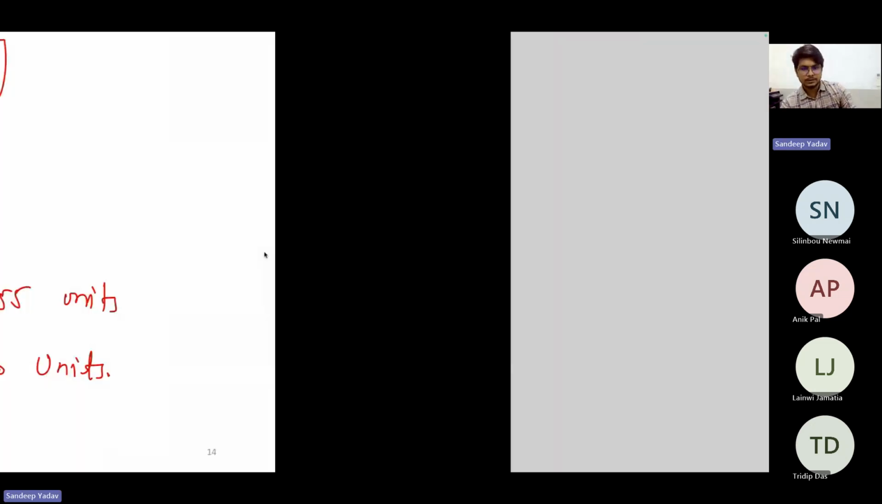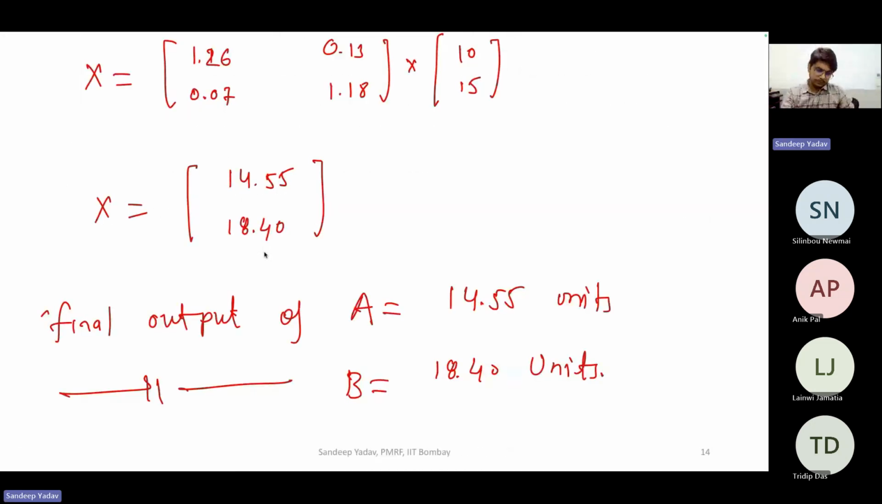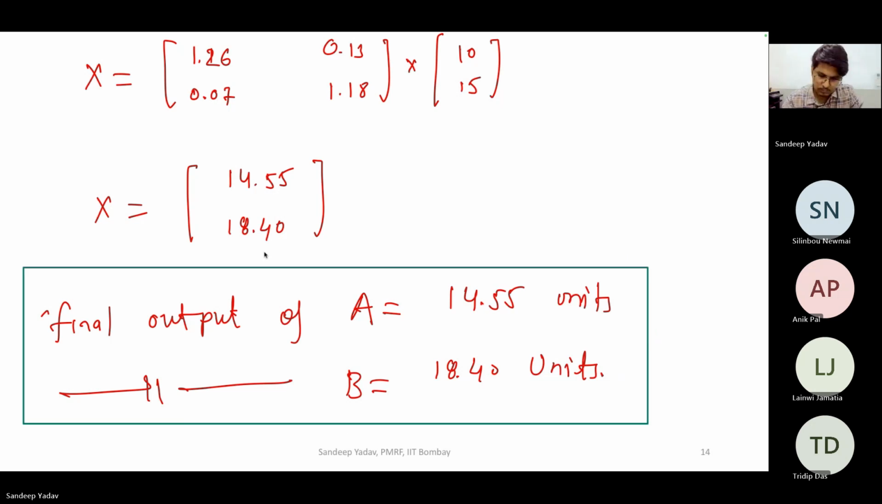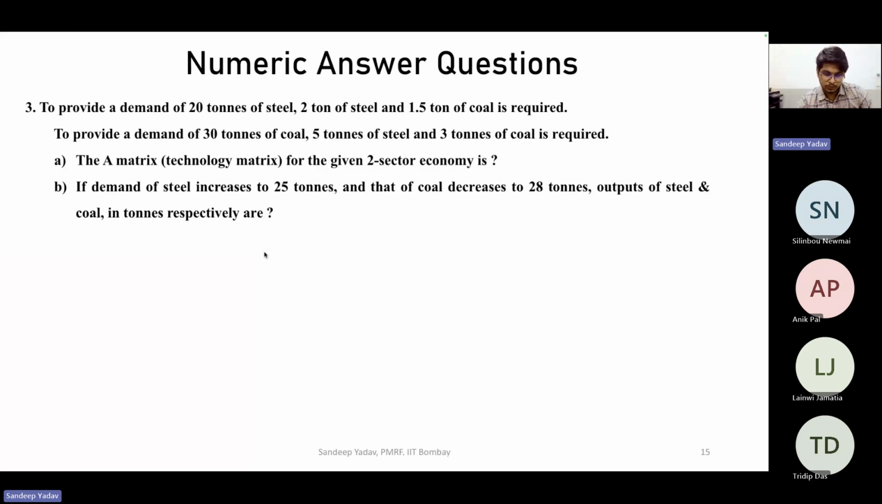If you have any doubt, you can ask. Any doubts? Okay, I consider this question as solved. Now I'll move ahead to question number 3.